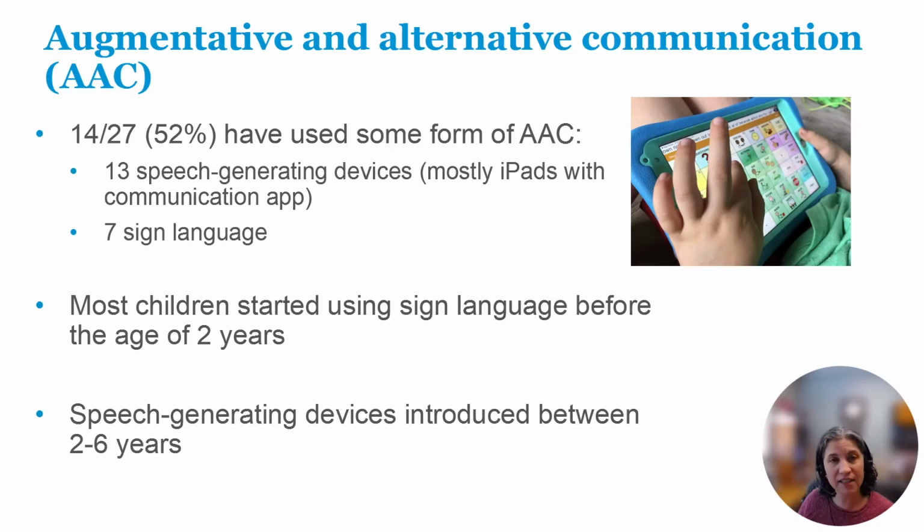AAC includes high-tech strategies like speech-generating devices, as well as low-tech strategies like sign language and pictures. More than half of the kids in our study use some form of AAC at some point in their lives. Typically, kids would start out with sign language really early, so usually before 2 years of age, and then they transition to a speech-generating device after about the age of 2. The most common device that children used in our study was the iPad with a communication app.